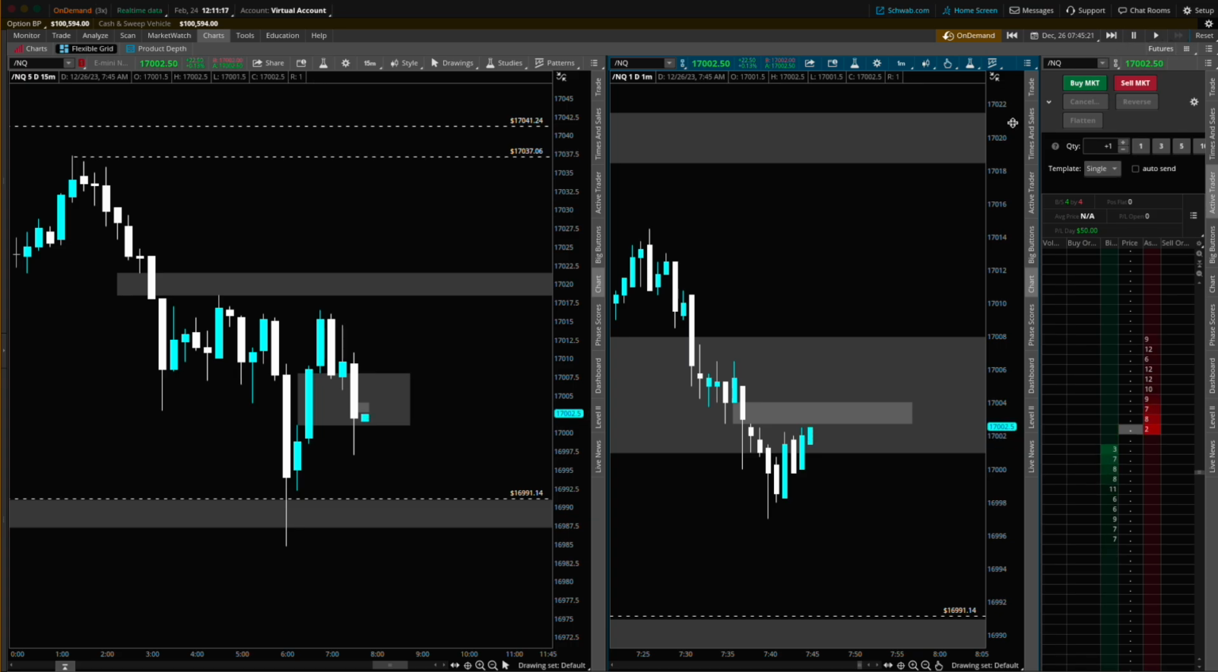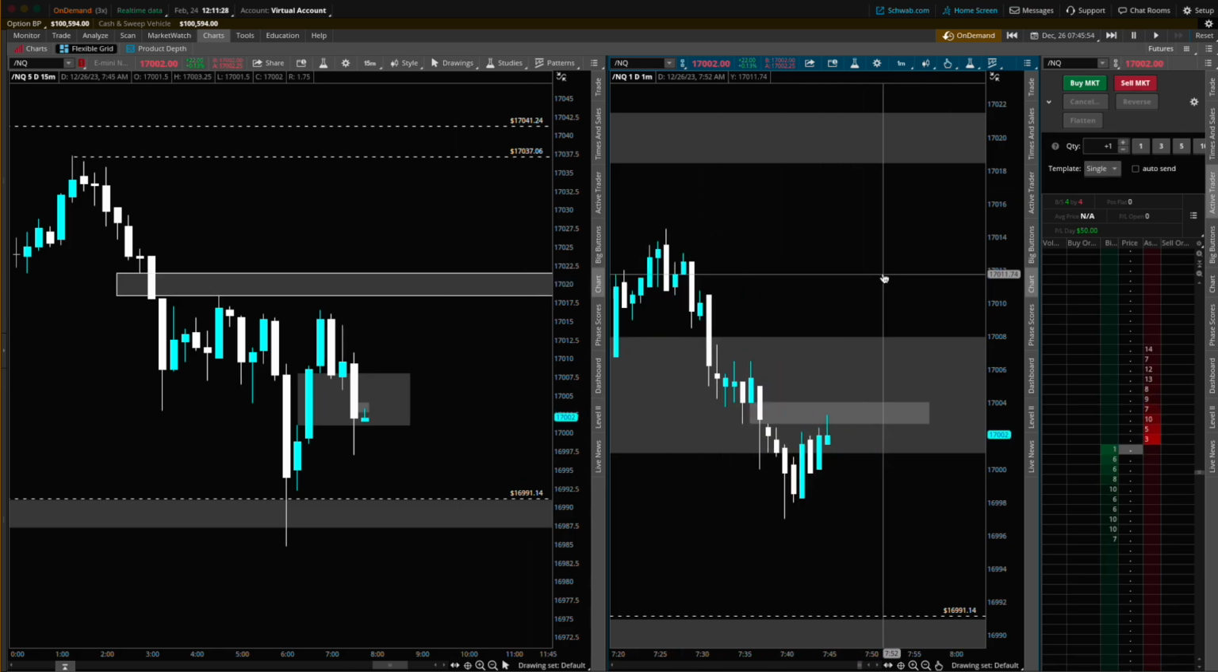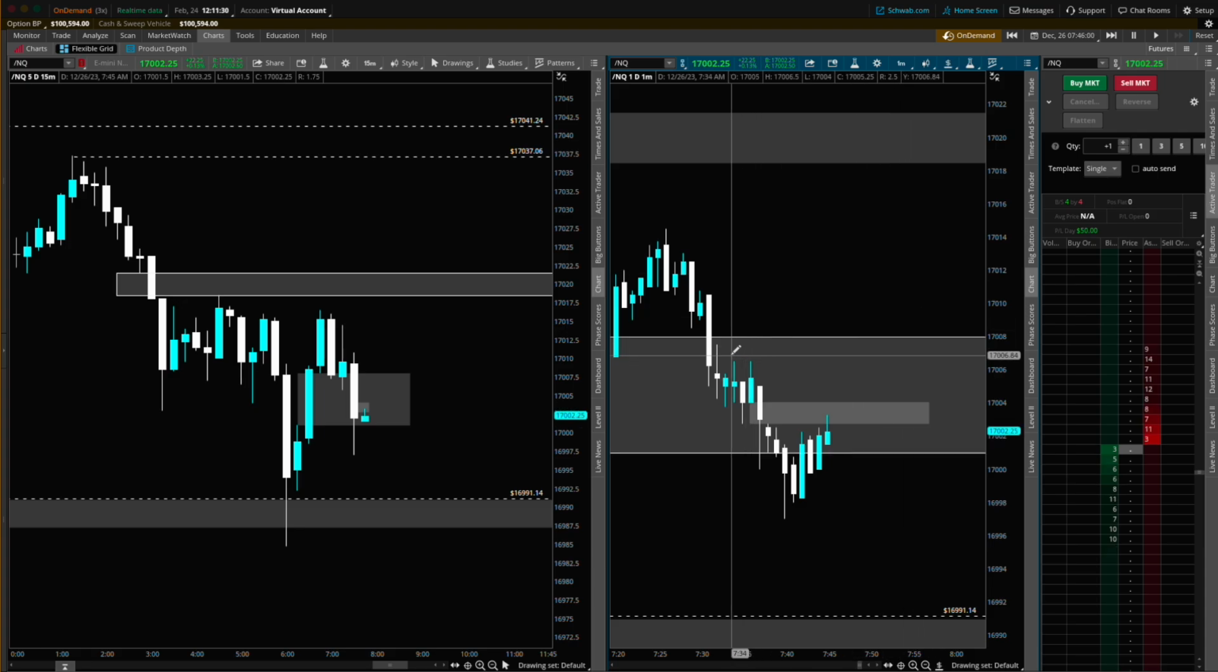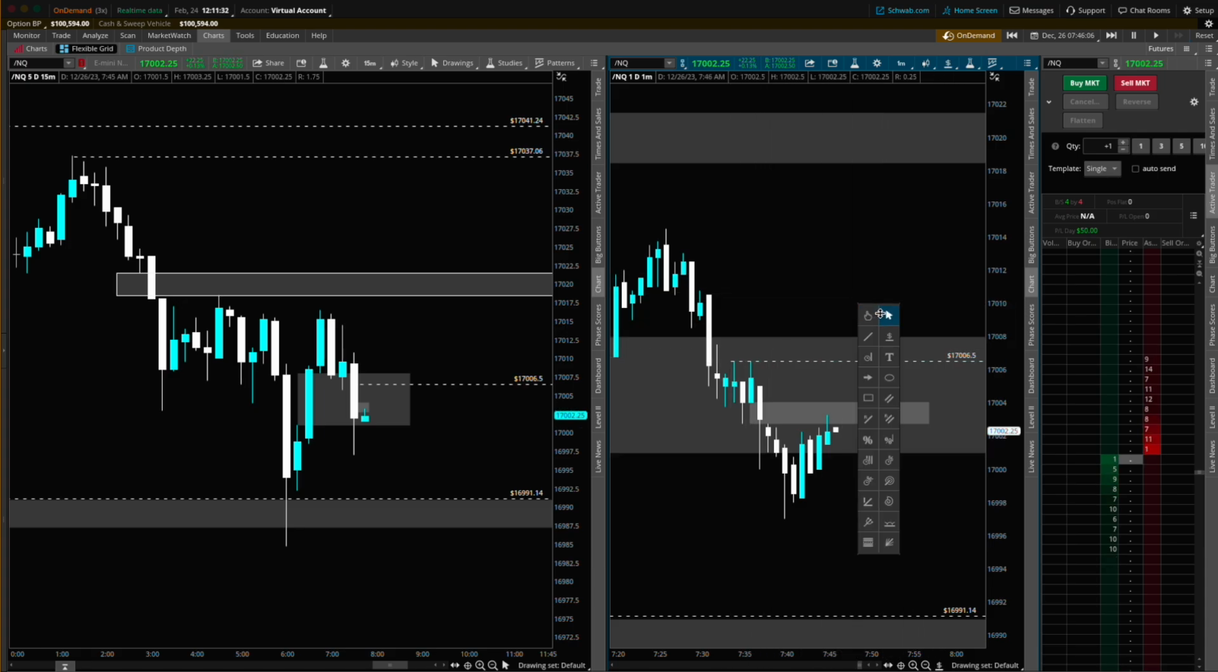Right? So I want to see if this 1 minute will close above this. If it does, I'll take my entry for a long. And if we do enter, these will be my first profit target.